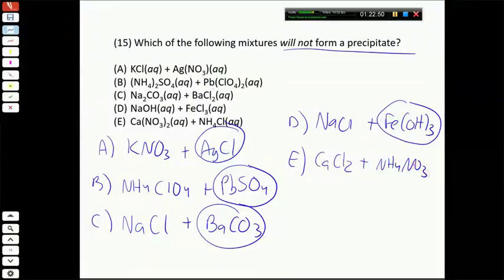And all ammonium compounds are soluble, all nitrate compounds are soluble. So both of these are soluble in this case. And so this would be the choice that gives us no precipitate.